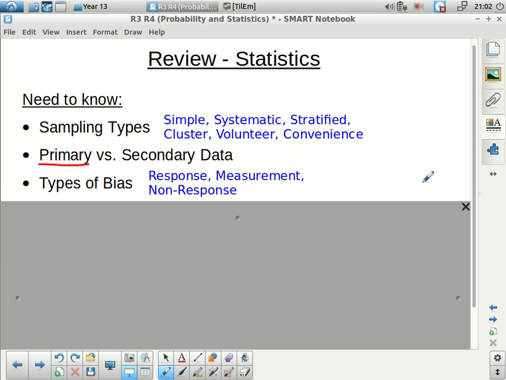So for example, if you have an online poll that's just open for anyone to take part in, that has a non-response bias because lots of people will not see it, or they will see it and they'll ignore it, and only people who are really interested in the poll will actually answer it.